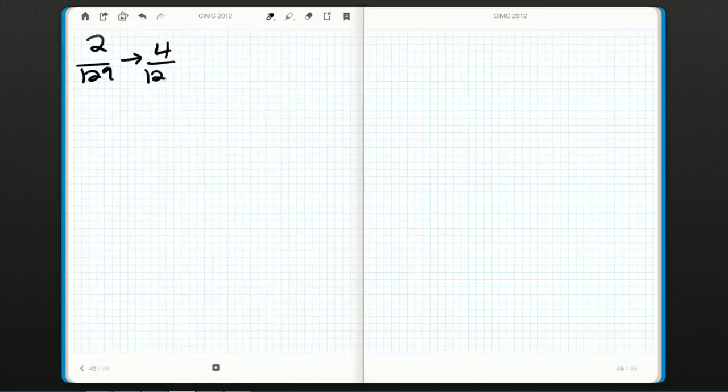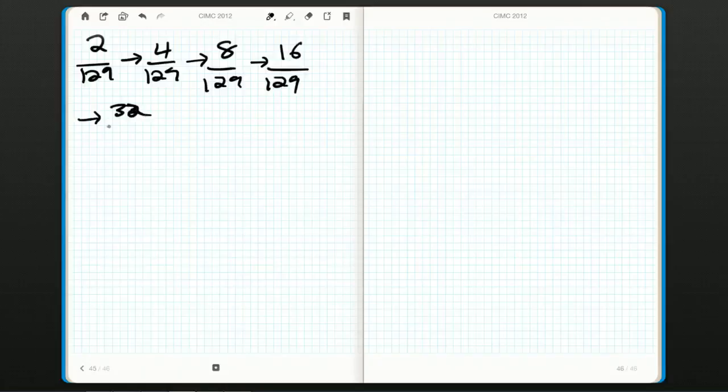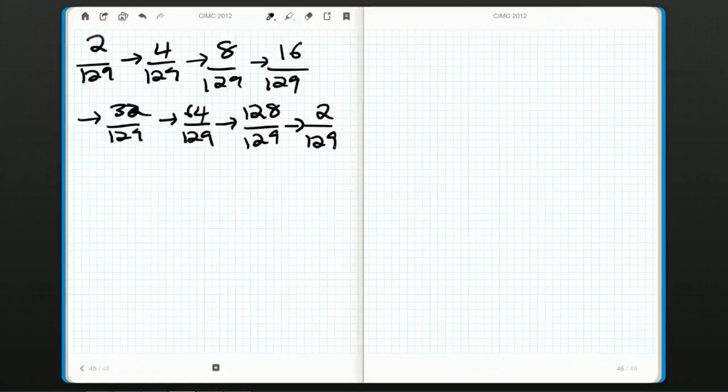So that goes to 4 over 129. We double for a lot of these at the start, I'm noticing. Oops, 32 over 129. 64 over 129. Now that's still less than a half. So we got one more to do that before it tips over. 128 over 129. Well, that's 1, 2, 3, 4, 5, 6, 7. And when we do the next one, we can do it in our heads or by calculator. We get 2 over 129.